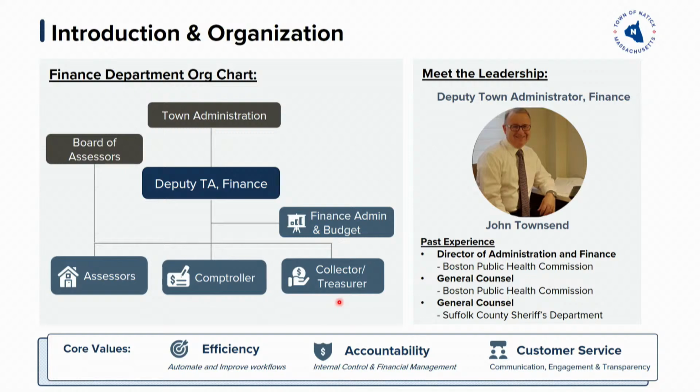Just a brief note with regards to the core values that we try to aspire to in the finance department. First of all is efficiency. We're always looking at how we can do things more efficiently with regards to processing both the bills as well as the other transactions in the finance department. We're going to give you some of the numbers of what we actually run through our department. It's actually quite staggering. Accountability, of course, with regards to the finances does rest with the finance department. Make sure everything is accurate and correct.